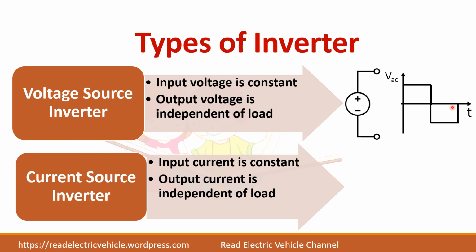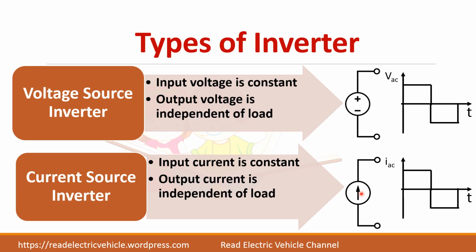In current source inverter, the input current is constant and the output current is independent of the load. So if you have a voltage source as input, input voltage is constant and output voltage will be independent of load. In current source inverter, input current is constant and output current is independent of the load. So this is a current source which is given as the input for the inverter, and your output current waveform will be a square waveform.